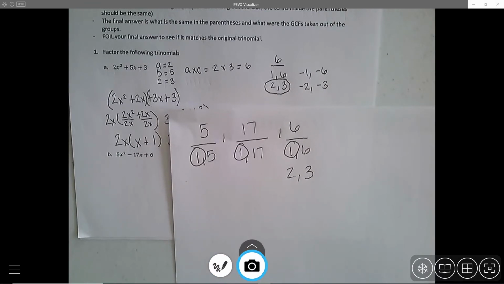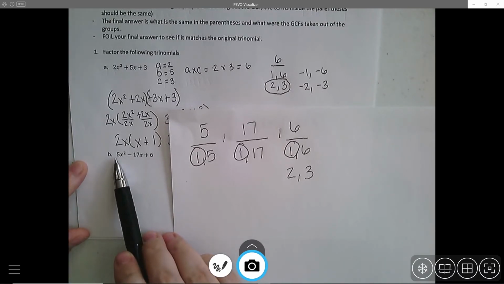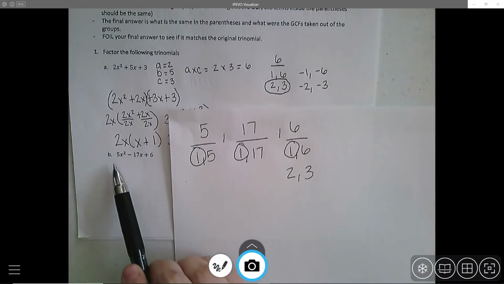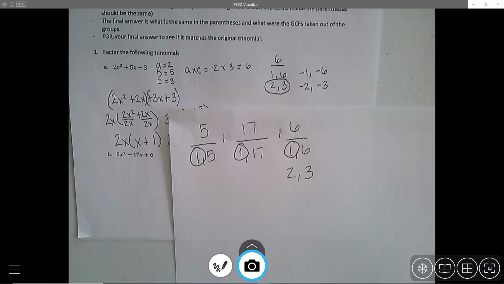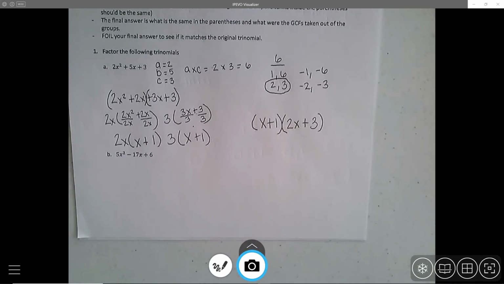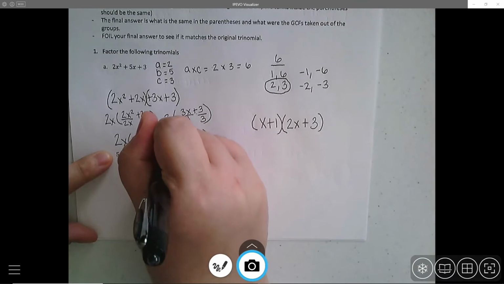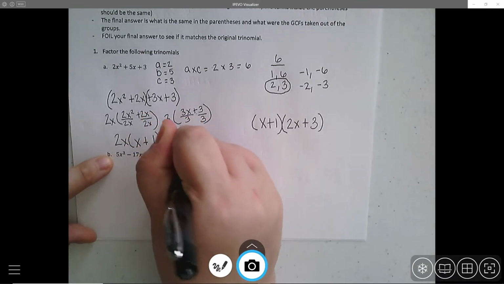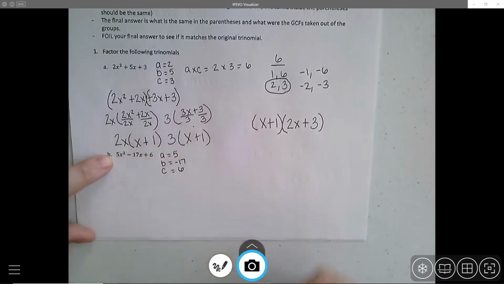No GCF then. The only thing you have to watch out for is if this beginning number would have been a -5, even though there's no GCF with my number or my variable, I do need to take out a -1. Now I'm going to start through this process again. The more times you see me work through it, the easier it gets. I'm going to identify A, B, and C. A is what's in front of x squared. B is what's in front of x. C is the constant at the end.